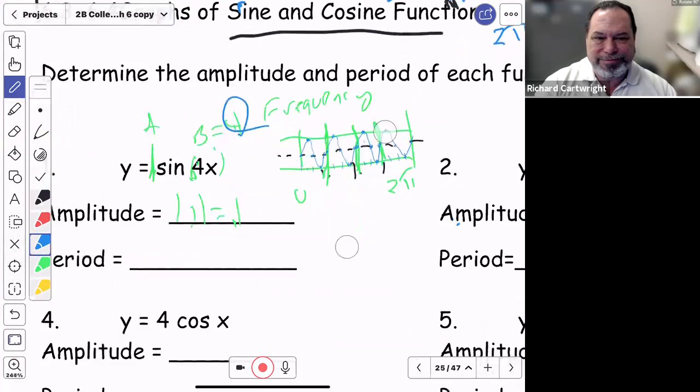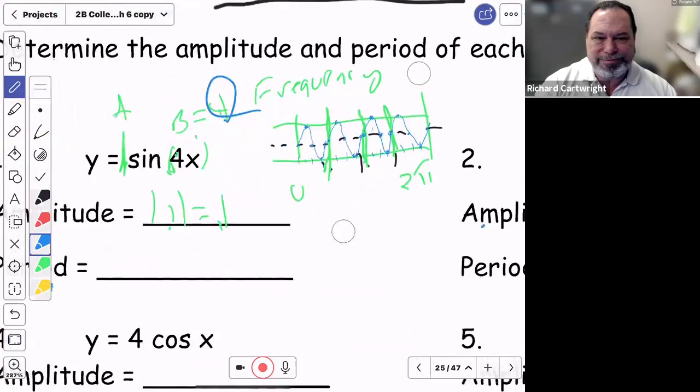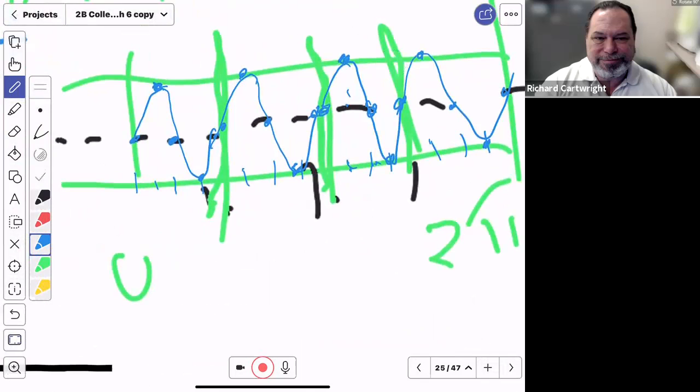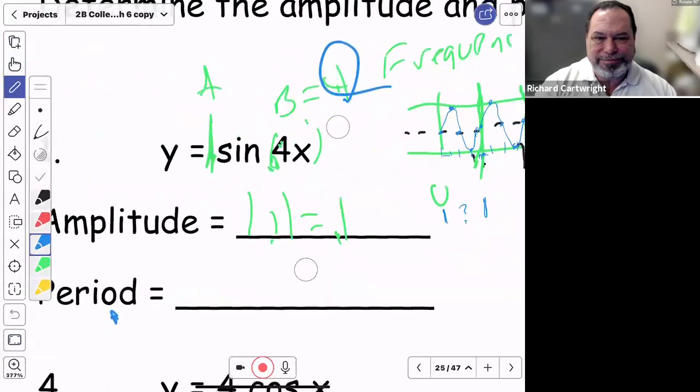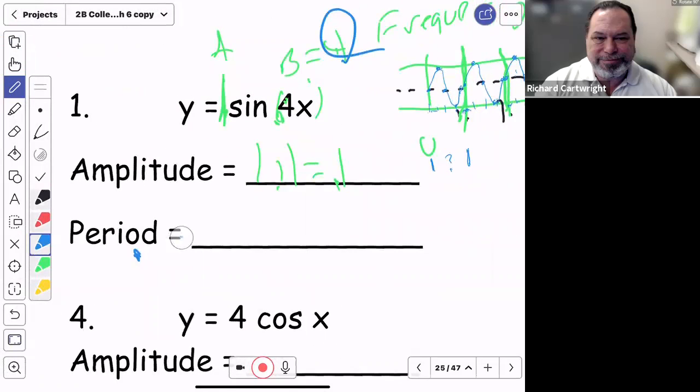Now, the question is, what's my period? My period means how long did it take to go from here to here? What's that distance from here to here, which is, by the way, the same distance from here to here. This is my period, okay? And so period means how long does it take to finish up one picture? Period tau is equal to 2 pi, because I have 2 pi as my normal. How many can I get in there? 4. That's pi over 2.